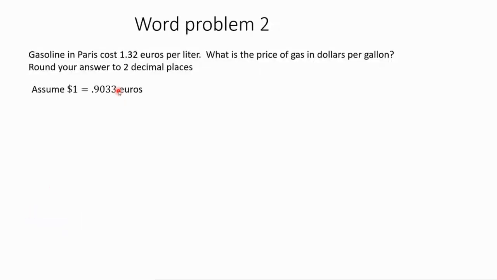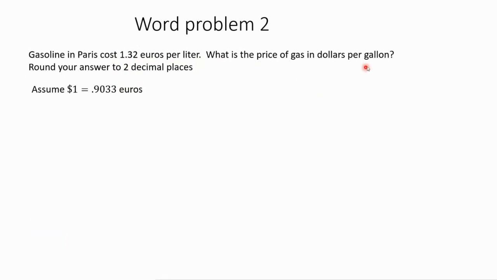So gasoline now, we're assuming in Paris. Again, this is a hypothetical word question. I don't know what it actually costs now. But gasoline in Paris costs 1.32 euros per liter. Okay, so that's what we're assuming. We want to know what that price would be of gasoline in dollars per gallon.